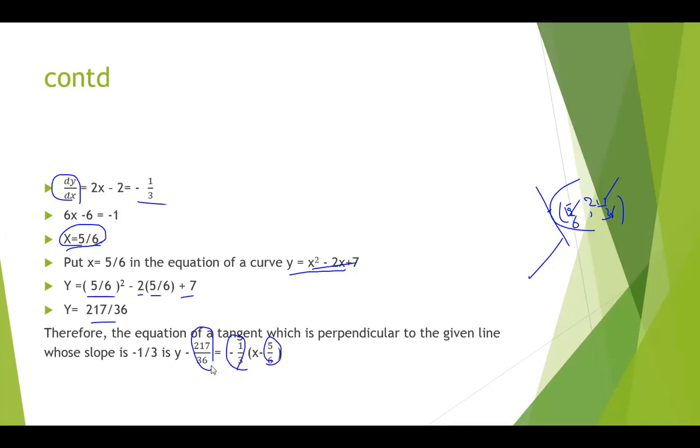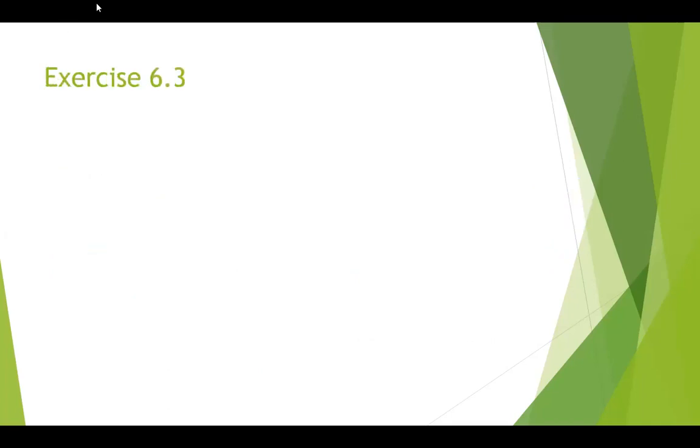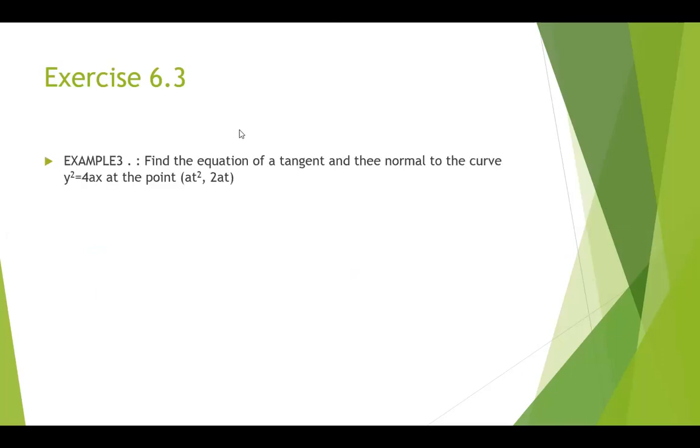This is how we write the equation of tangent when the clue is given. Here they have neither directly given the slope nor the point of contact. Now, I consider one more example. Find the equation of the tangent and the normal to the curve y square is 4ax at the point at square comma 2at. It is simple.